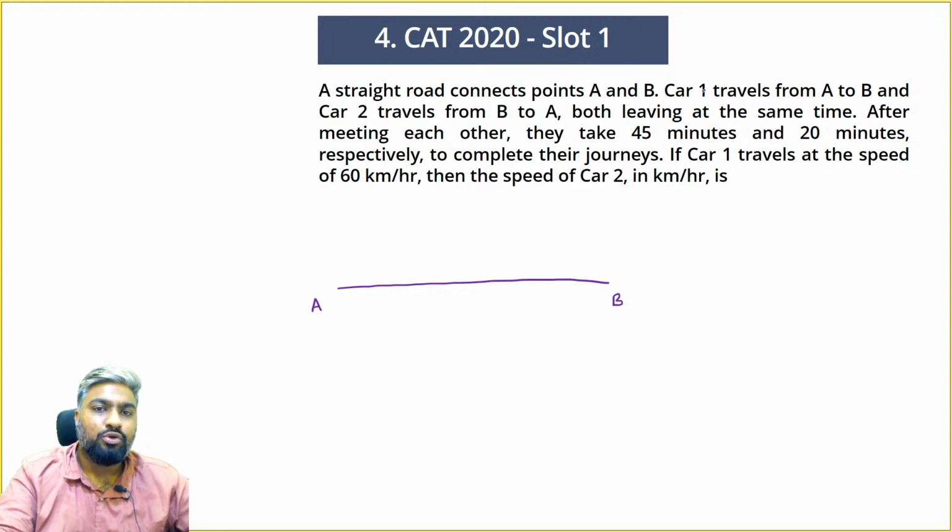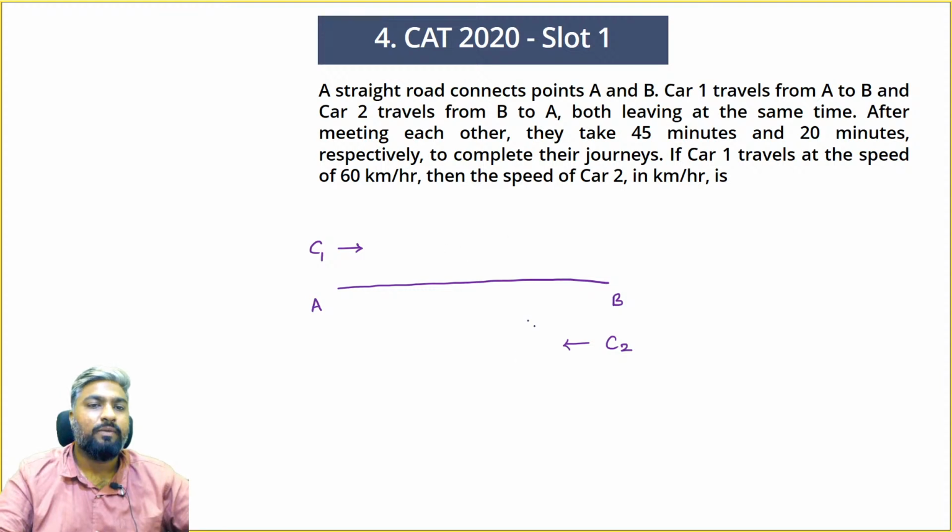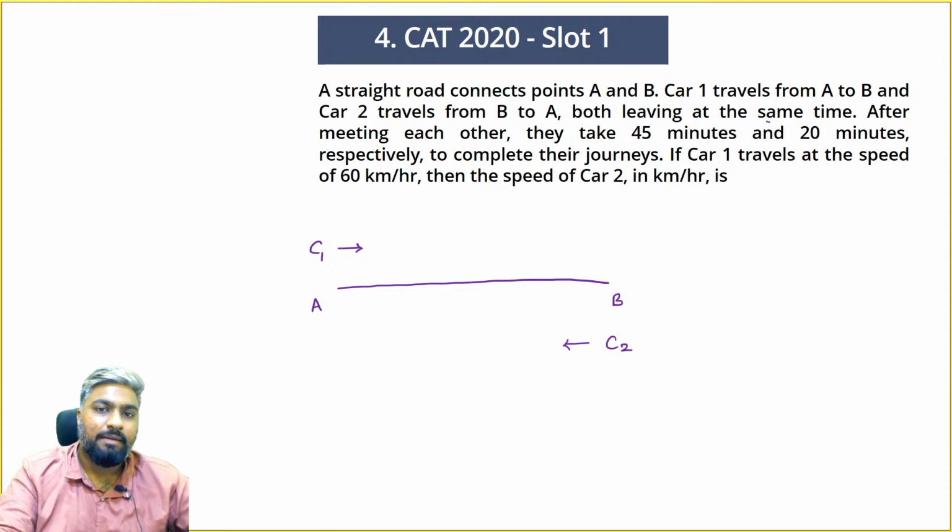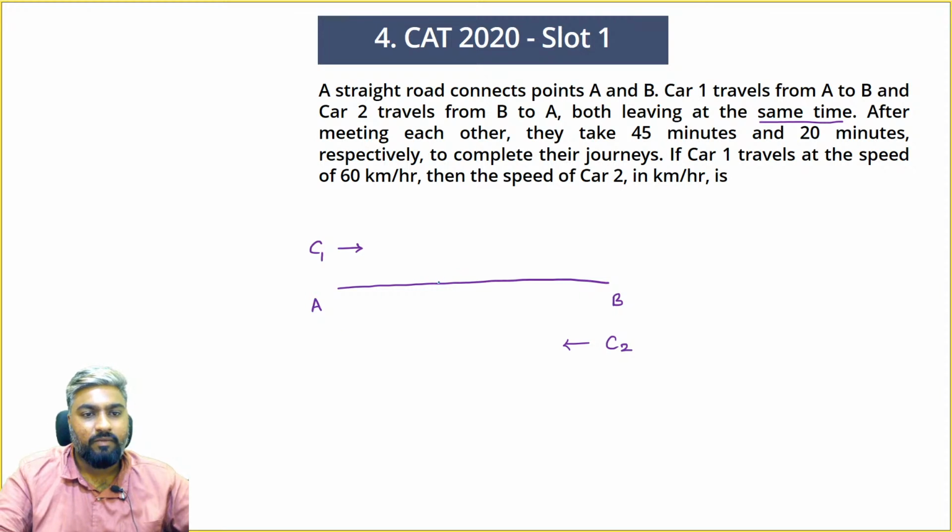There are 2 cars: car 1 is traveling from A to B, and car 2 is traveling from B to A, which means they are moving in opposite directions. They both leave at the same time. After meeting each other, that means they're meeting somewhere. Let's say they meet somewhere here. This is the meeting point, let's call this X. Okay, meeting point X. They meet here, and what is happening?